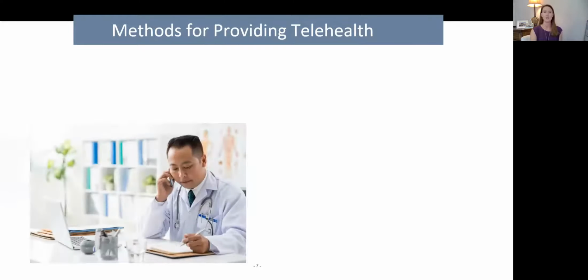So the different methods for providing telehealth, and this is where I really want to focus. Telehealth can be provided over the phone. It doesn't necessarily have to be video. It can be a phone call. And I will tell you that I've experienced this in my own personal situation with my mother, who is 82 years old. She lives in Arkansas and I am in California.